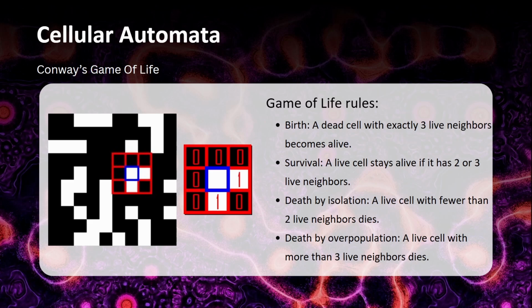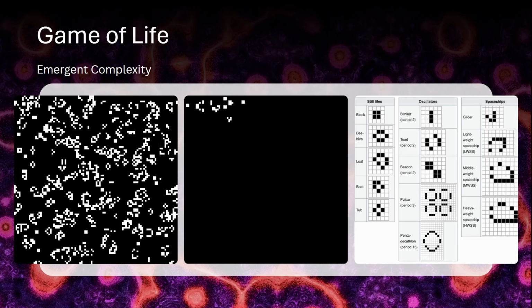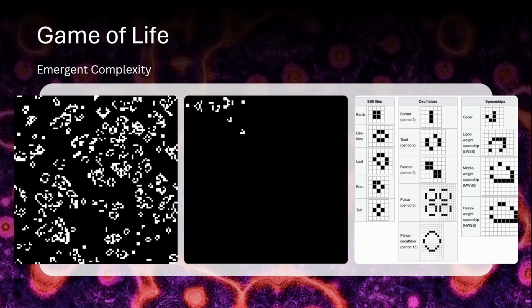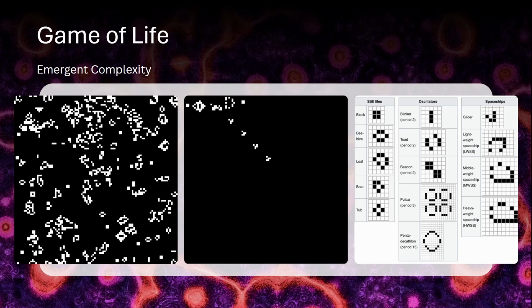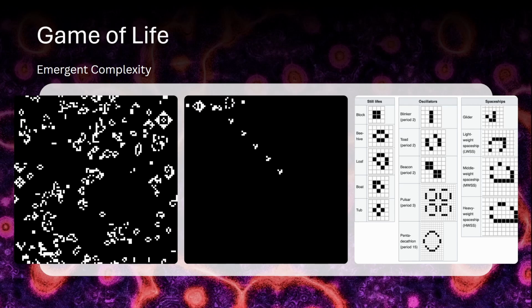Birth: a dead cell with exactly 3 live neighbors becomes alive. Survival: a live cell stays alive if it has 2 or 3 live neighbors. Death by isolation: a live cell with fewer than 2 live neighbors dies. Death by overpopulation: a live cell with more than 3 live neighbors dies. Despite its extremely minimal definition, Game of Life is capable of generating a wide variety of emergent behaviors: stationary structures, oscillators, moving patterns.